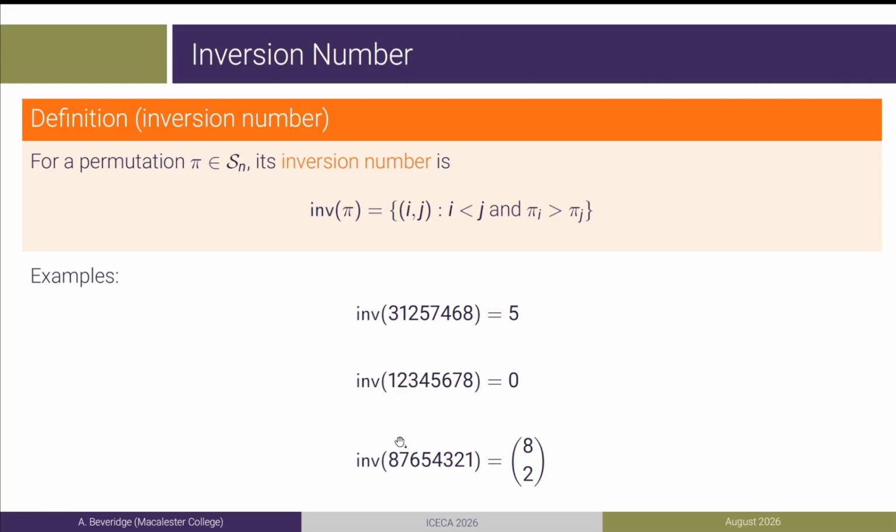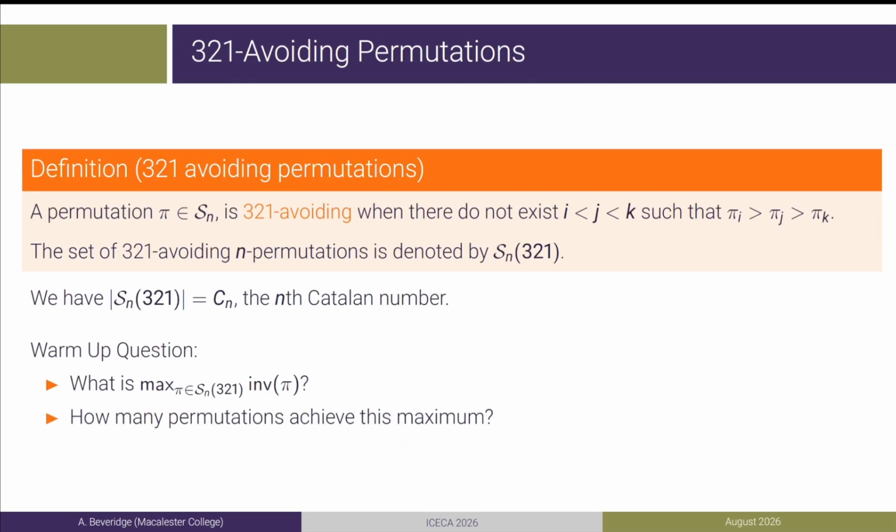out of order. So let's talk about classic 3-2-1 avoiding permutations for a minute. A permutation pi is 3-2-1 avoiding when there do not exist i less than j less than k such that pi of i is greater than pi of j is greater than pi of k. So we can't find a triple that is out of order. We'll denote the set of 3-2-1 avoiding permutations by Sn of 3-2-1, and it is well known that this family is enumerated by the Catalan numbers.